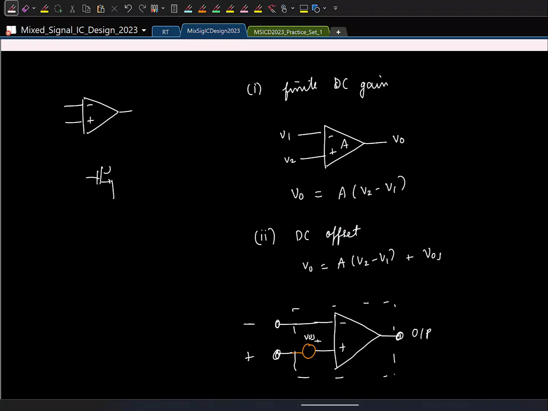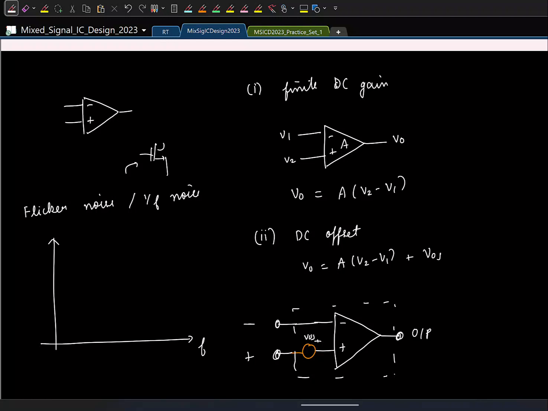And along with DC offset, we will consider one other non-ideality. So till now we have seen thermal noise in the course, and how is the power spectral density of thermal noise? It's flat. So it turns out when we have MOSFETs, there is one other source of noise called flicker noise, also called 1/f noise. I will not go into the mechanism, but I will just say how its power spectral density will look like. So this power spectral density is inversely proportional to the frequency. Okay, so it will be a hyperbolic function like this.